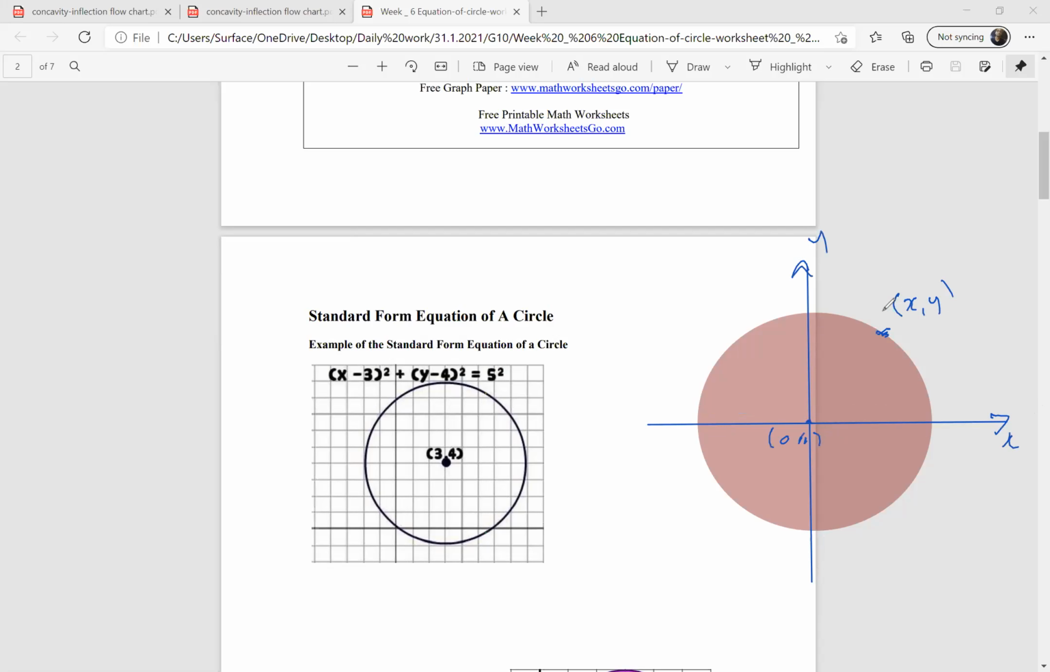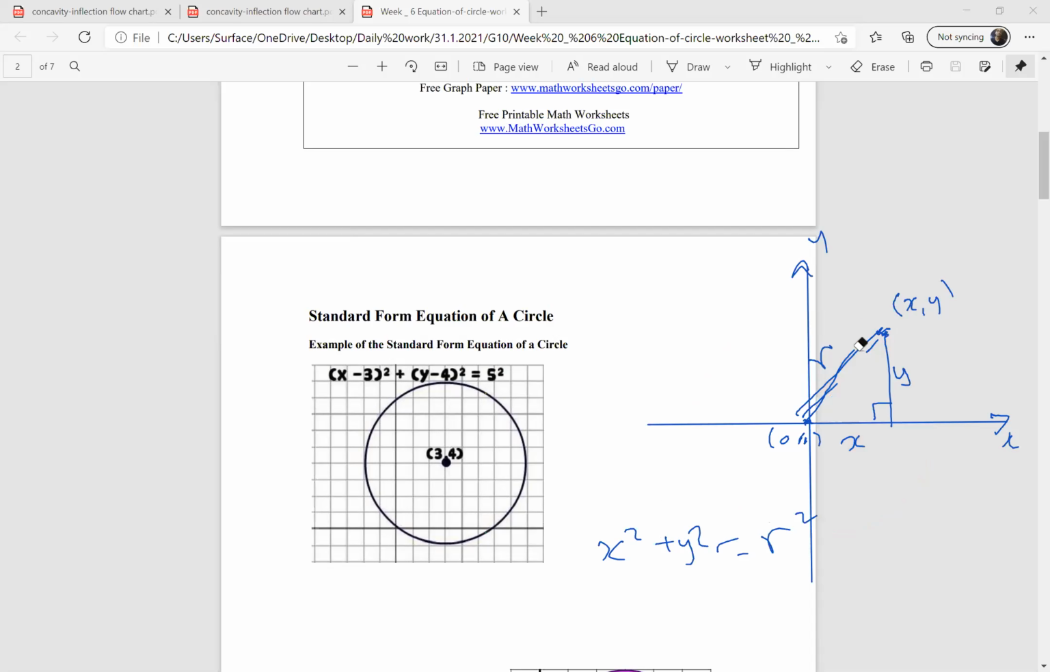Okay, so the equation of the circle is defined by the length of the radius. This is X and this is Y, and this is a right angle triangle because the coordinates are perpendicular. Then X squared plus Y squared equals the radius squared, R squared. Again, x squared plus y squared equals r squared, if the center is the origin.